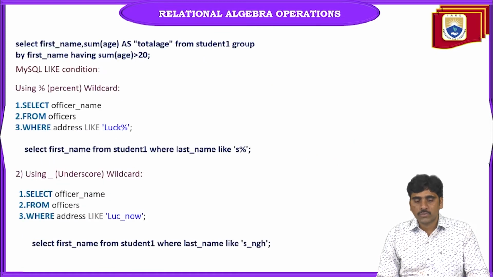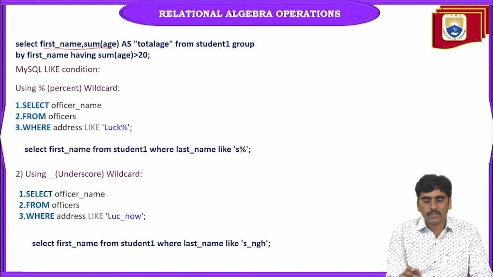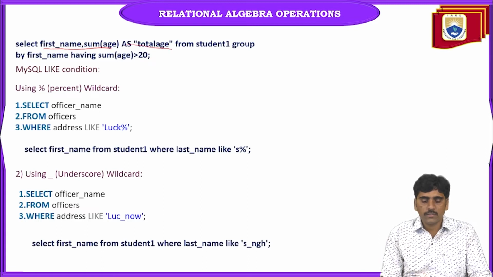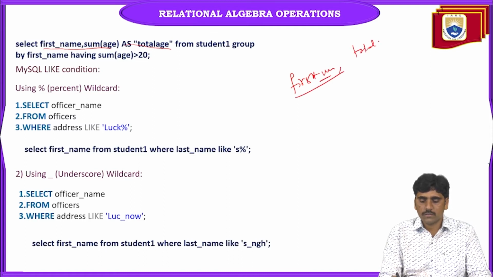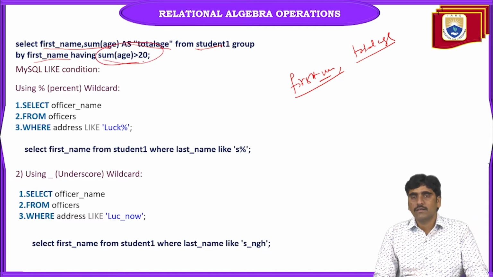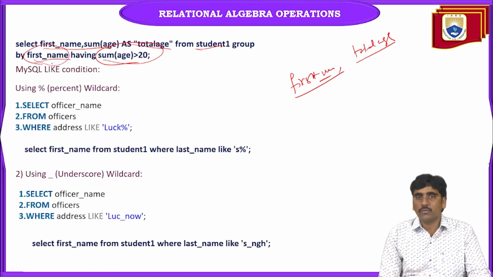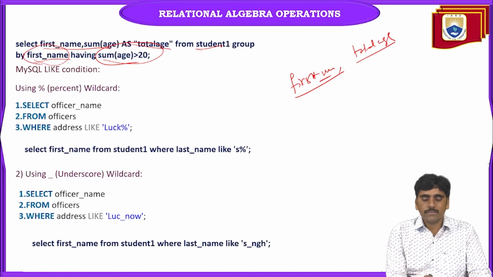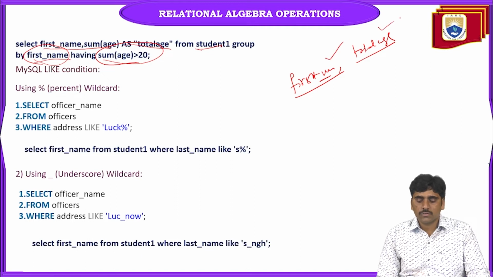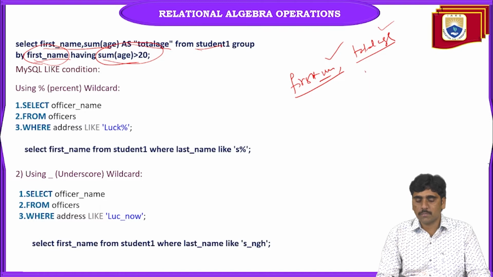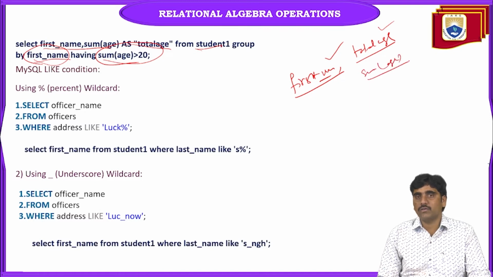Look at this one. SELECT first name, comma, sum of age AS total age. So the total age will display like this: first name, comma, total age FROM student1, GROUP BY first name HAVING sum of age greater than 20. So the sum of age should be greater than 20. On this condition, the first names are grouped together and it displays the first name and the total age as the sum of age values, right?